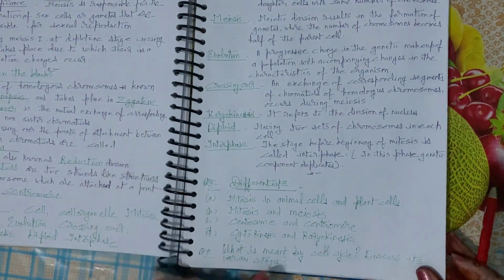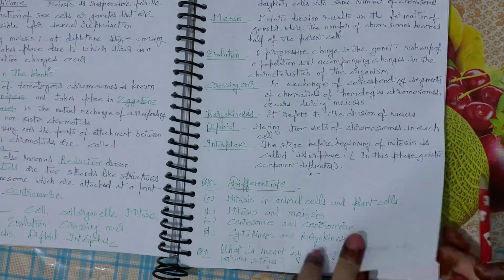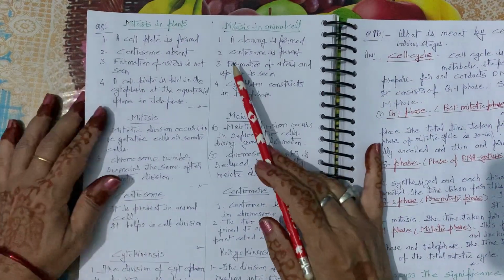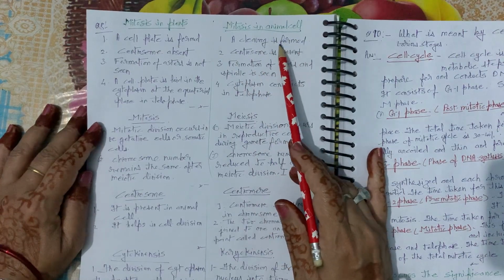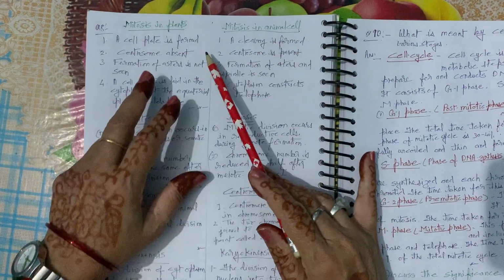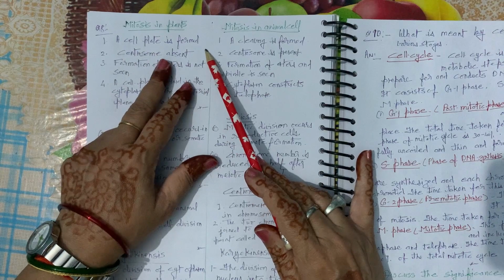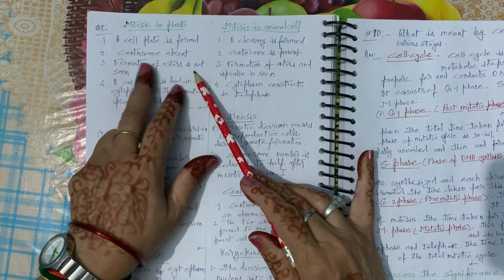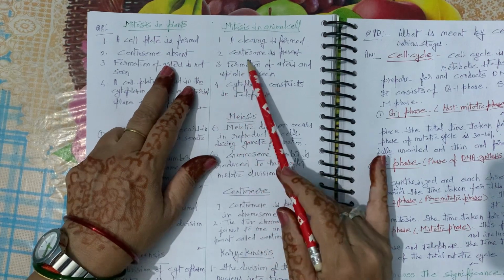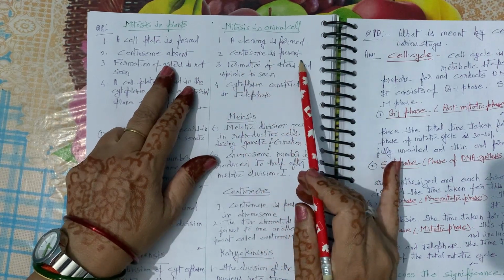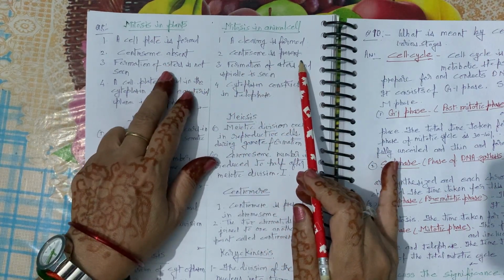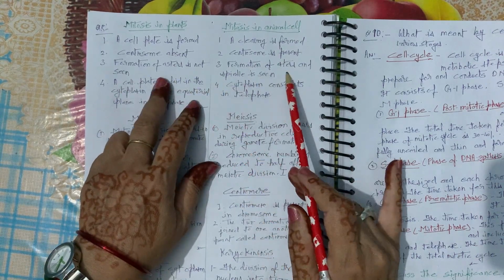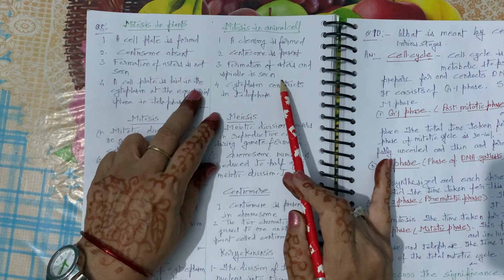Next, differentiate mitosis in animal cell and plant cell. Just let us see it over here. Mitosis in plants and mitosis in animal cell. In plants, a cell plate is formed. In animals, cleavage is formed. In plants, the centrosome is absent. In animals, the centrosome is present. In plants, formation of asters is not seen. In animals, formation of asters and spindle is seen.